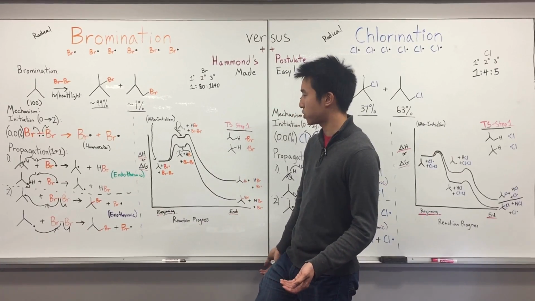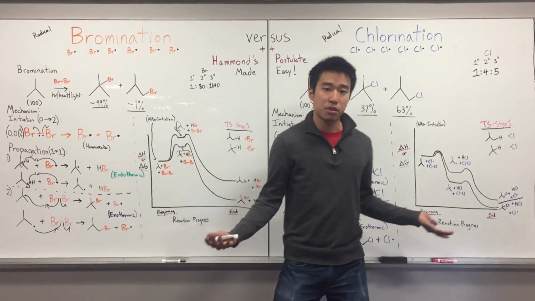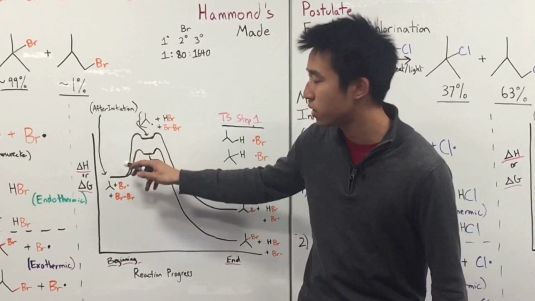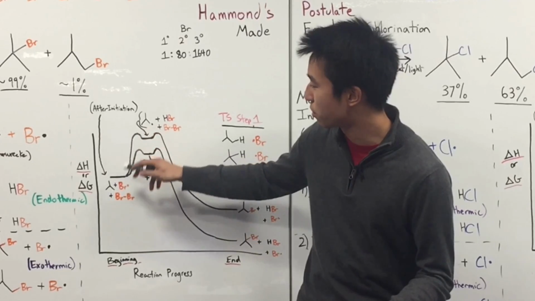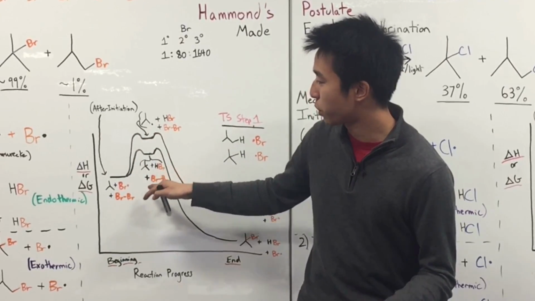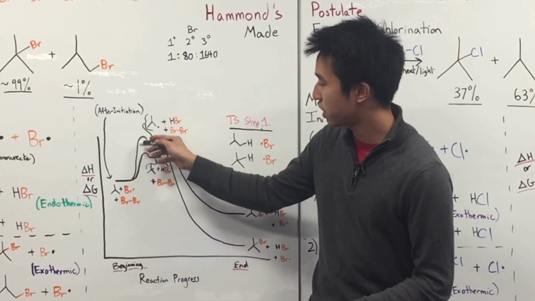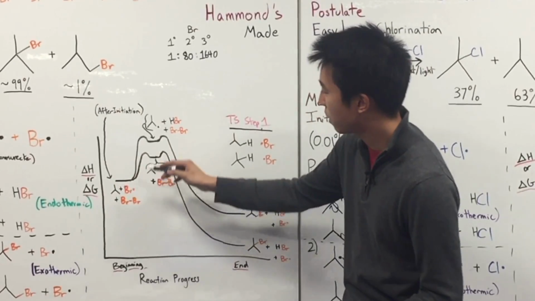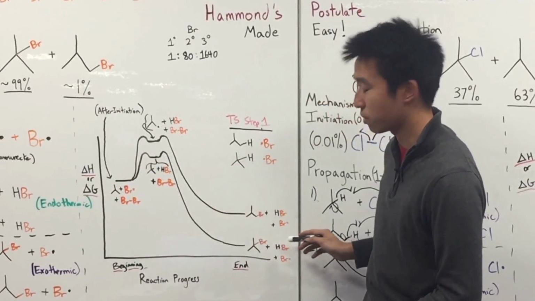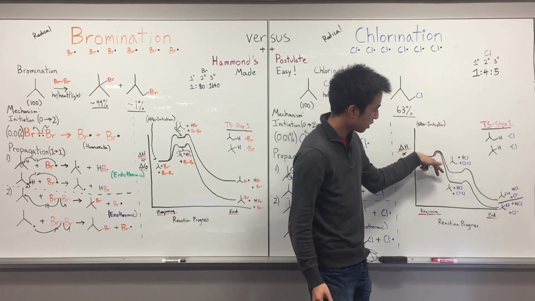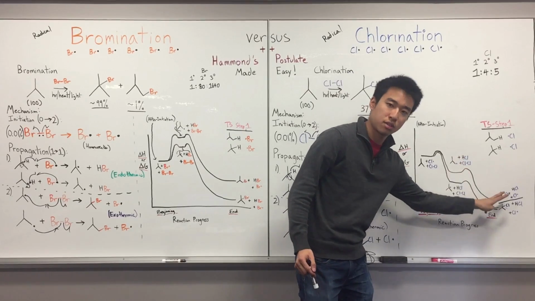So take a second, make sure you fully understand both diagrams. As you can see, it's kind of different. In bromination, you have an endothermic step for both of your paths, whether you're creating the tertiary radical or the primary radical. They're both endothermic, like I said earlier, and then they're both exothermic to your products. And then for chlorination, you are exothermic and then exothermic again to your products.